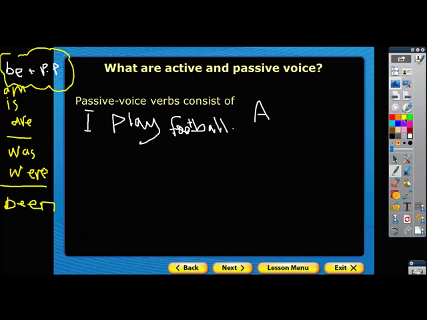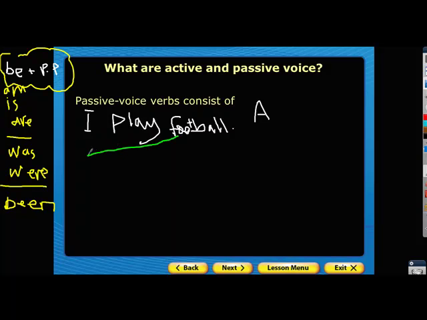What shall I do? I need to start with the receiver of the action, with the object here, and end with the performer. Like here, the one I need to focus on is the receiver of the action. Yes, this is football. The performer of the action is going to come in the objective case, like here, by. Yes, I. In the objective case, yes, me.